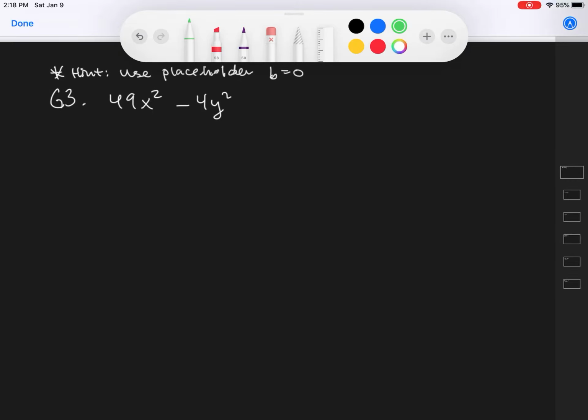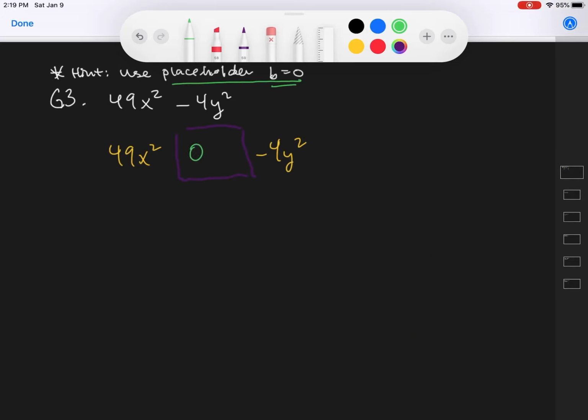All right, let's go over question G3. My hint was to give yourself a placeholder. So where is the b value? Well, in this problem, the placeholder is right here in the middle. What would you place in there? Well, I would place a 0.